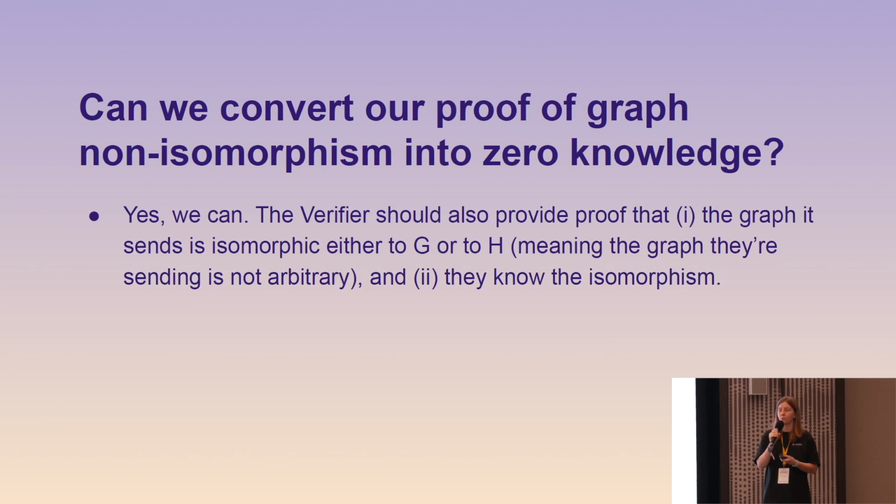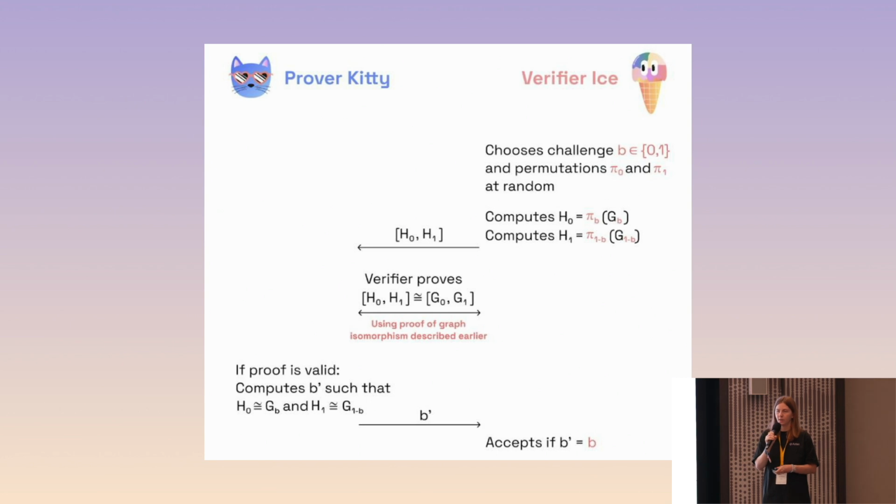Can we convert our proof of graph non-isomorphism into zero knowledge? Yes, we can. But it would become a bit more complex. So we need to add two things. The verifier should provide proof that the graph it sends is isomorphic either to G or H, and that they know the isomorphism. So it will look something like that.